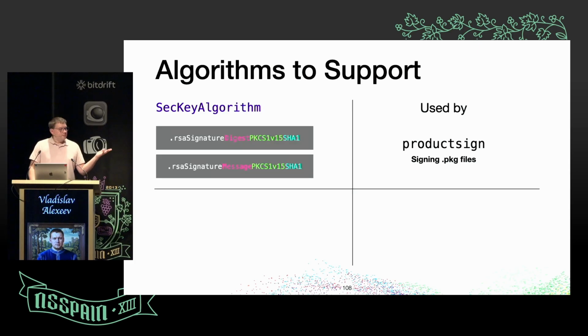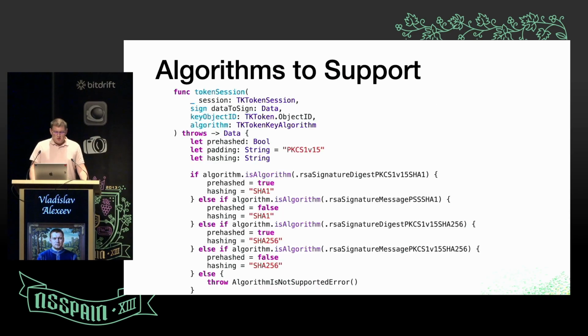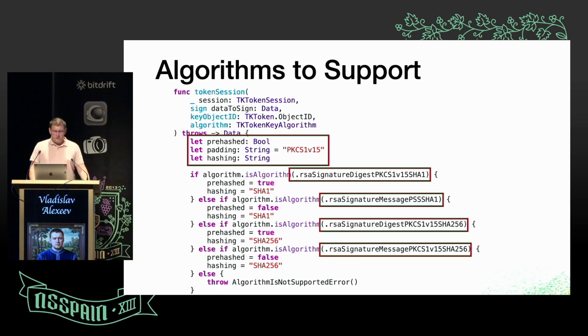Right. You have to support essentially only four algorithms, which is very nice, not all 50 plus. Two of these are used by the productsign tool to sign package files, and two of these are used by the codesign tool to code sign disk images and executables. Just four of these. So essentially, your extension starts to smell a bit because of this ugly code you have to write inside the extension. You need to determine these three fields by actually querying, is this the algorithm or is it not this algorithm?